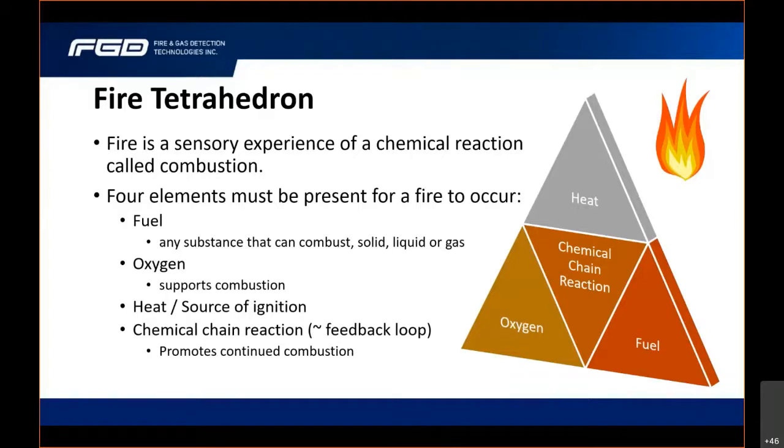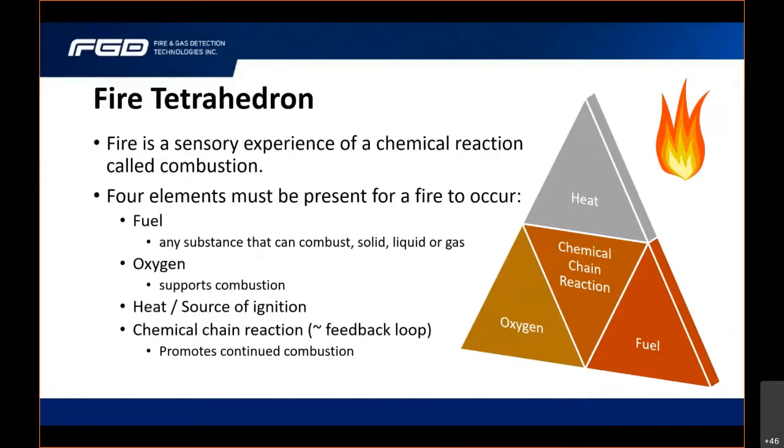It also, for us as individuals, is a sensory perception of that process of combustion. And so what we can do is we can see a fire if it's a visible fire. We can smell the fire, the burning materials, and we can feel the heat that would radiate from the fire. So it's very much a sensory thing.